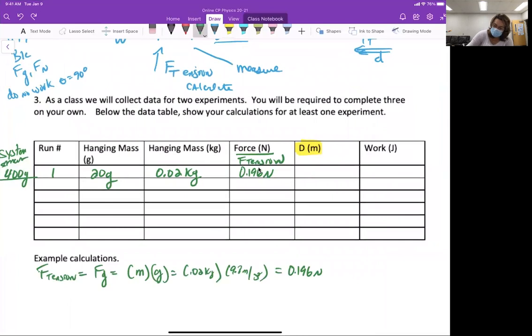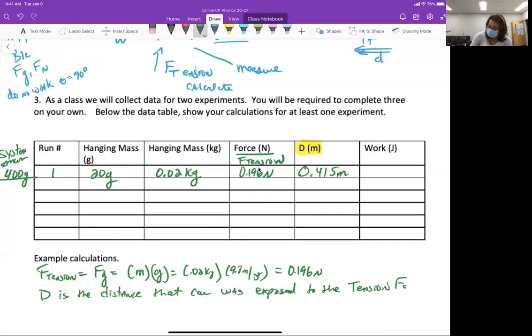And I converted that to meters. So that is 0.415 meters. So this distance, D, is the distance that the car was exposed to the tension force. Okay, so you got to measure that.